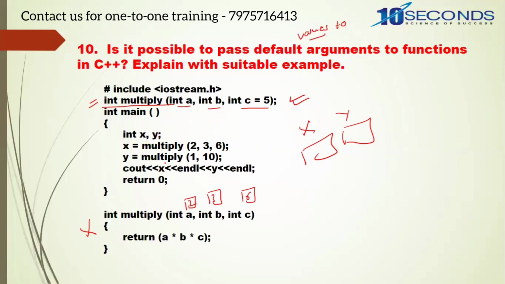Now the second time you are passing 2 arguments. Multiply 1 comma 10. 1 will be copied to A, 10 will be copied to B, and what will be there in C? 5 will be copied to C. So it will take the default value. So if you pass the argument, it will ignore the default value. If you do not pass the argument, it will consider the default value.